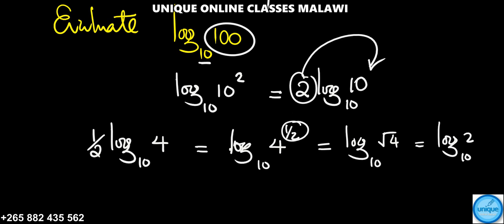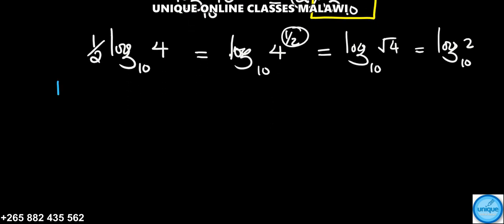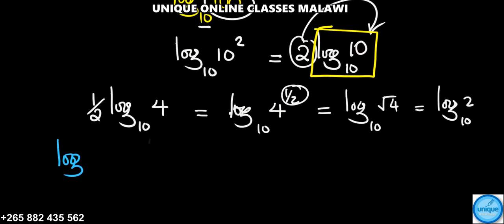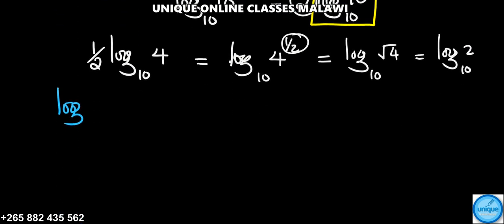Here the rule is that the log of a number which is equal to the base gives the answer 1. How do we show that? Let's derive it. Take log of x base a.